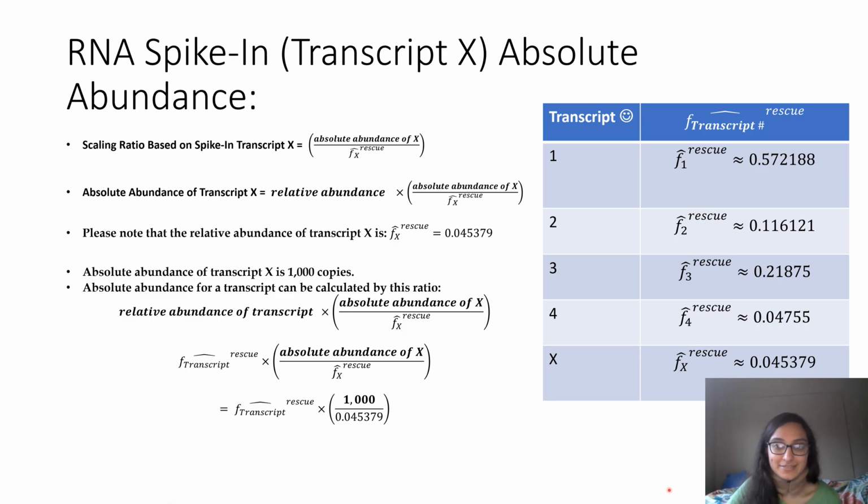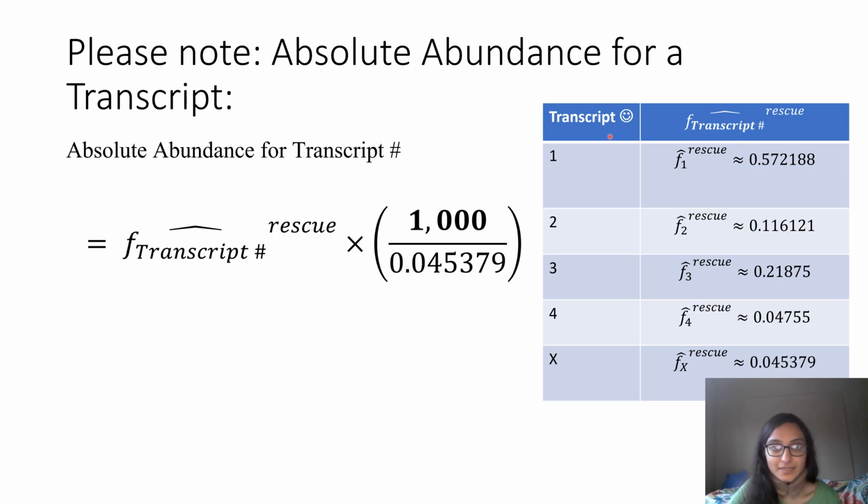Again, this is the same example, where we just put in these values and find what it is. So please note the absolute abundance for a transcript is going to be equal to the relative abundance times the scaling factor: 1,000 transcripts of our spike-in divided by the relative abundance of our spike-in. And that's how we get the absolute abundance for a transcript.